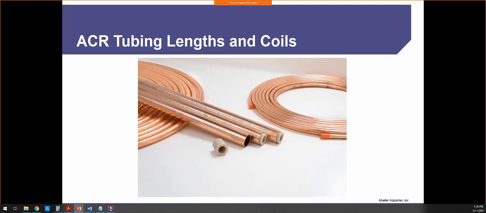All right, we just have some tubing lengths and coils. Okay, just some application data that's stamped in here. So this is a type L tubing. It looks like it's 1.25 inches. It's stamped on the side right there.